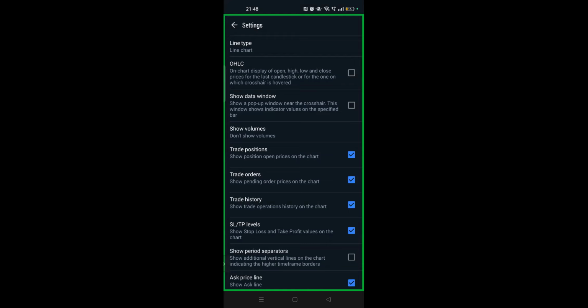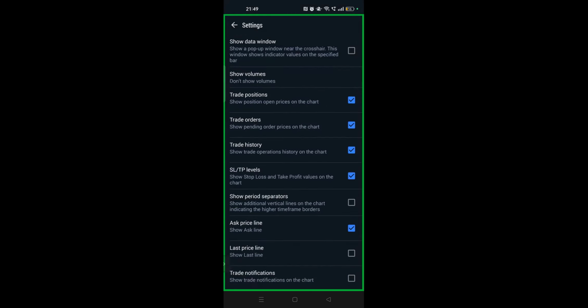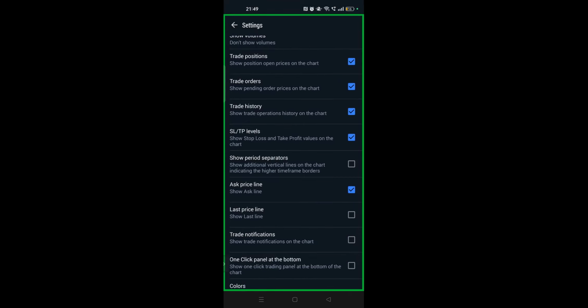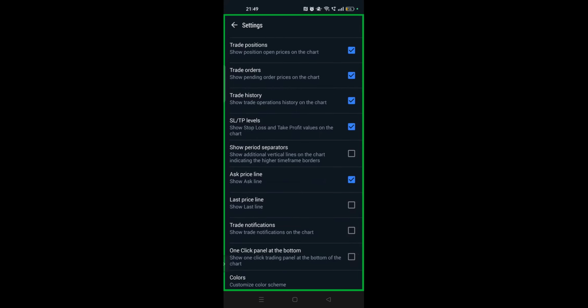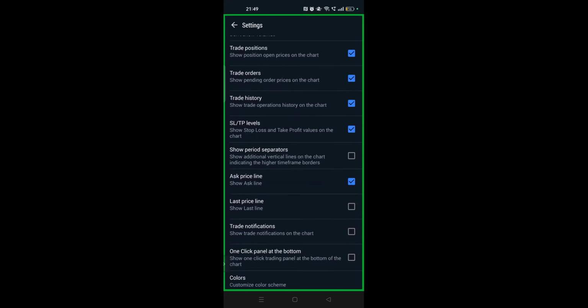All right. So we have show things you want to see. We have trade position, show orders, trade history, profit and stop loss, take profit and stop loss levels. You can show them. Do you want to see period separators? These are normal things that in case you want to see, you can just check them. Then the next one is colors. So let's click on colors. Let's go straight to colors.